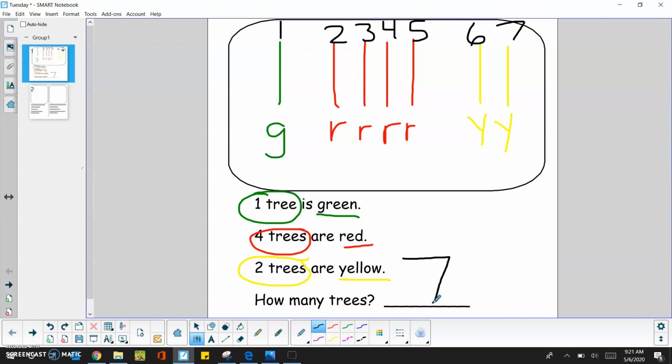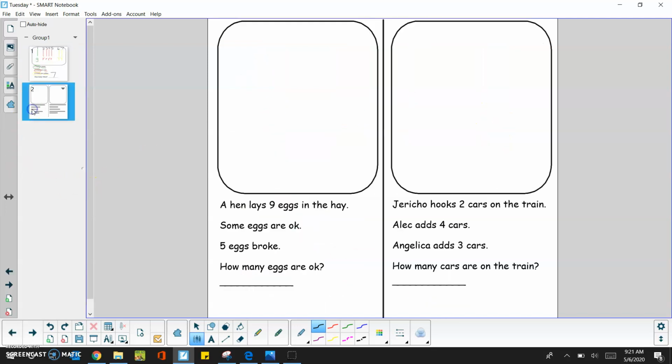Awesome problem solving. Well, let's look at the two problems you guys have for today. For today you have a hen, and remember we talked about that a lot this year when we were talking about Randy Rooster. He's a boy chicken, and a hen is a girl chicken. So we're talking about a girl chicken today.